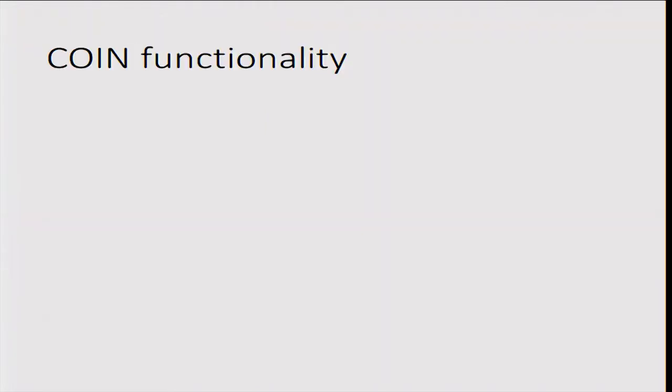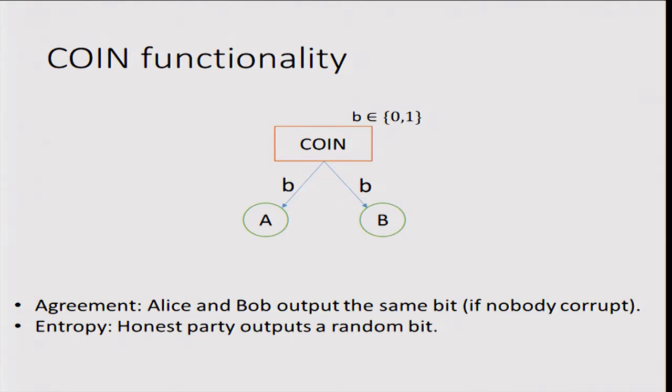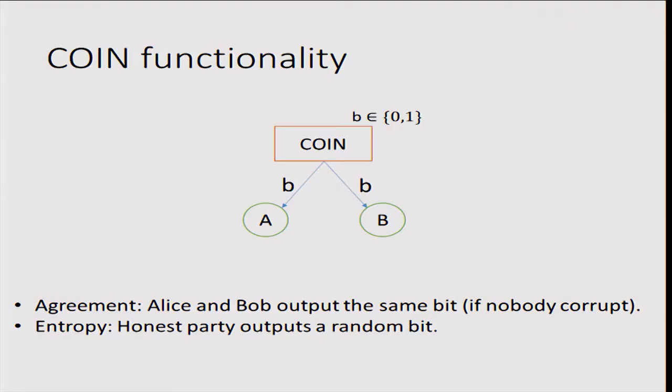Recall the coin functionality. The functionality flips a coin and gives the outcome to both Alice and Bob. And if a protocol has to realize this functionality fairly, then it must satisfy two properties: agreement, that Alice and Bob output the same bit, and entropy, that an honest party outputs a random bit.